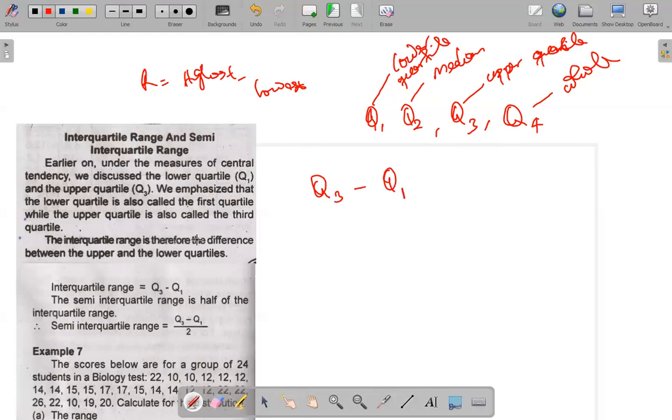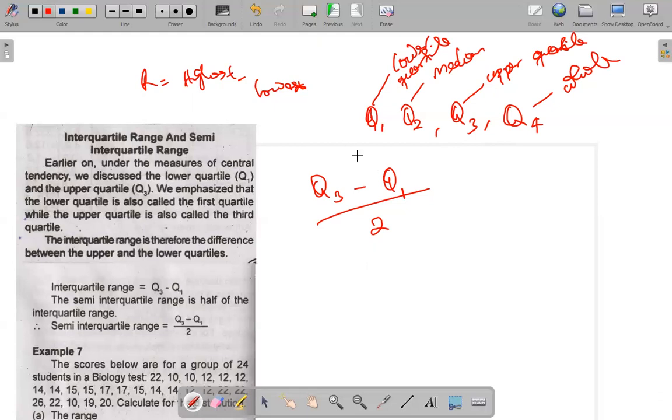Why semi-interquartile range? Semi is when you divide something into two, so it will be this divided by 2. That is just the meaning of interquartile range and semi-interquartile range. Interquartile range is the difference between the upper quartile and the lower quartile. Semi-interquartile range is the difference between the upper and the lower quartile divided by 2.